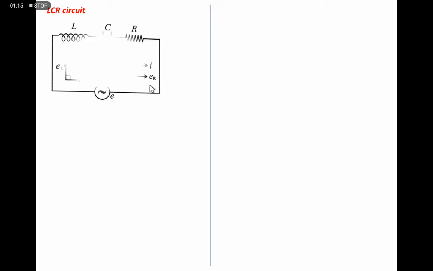In today's lecture we'll learn the LCR circuit diagram. Inductance, capacitance and resistance are connected in series across a source of AC or AC generator. I repeat, inductance, capacitance and resistance are connected in series with the AC generator.